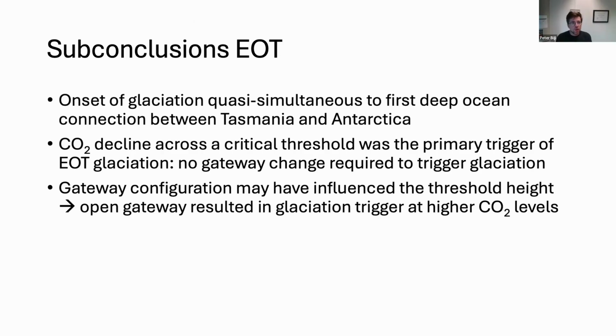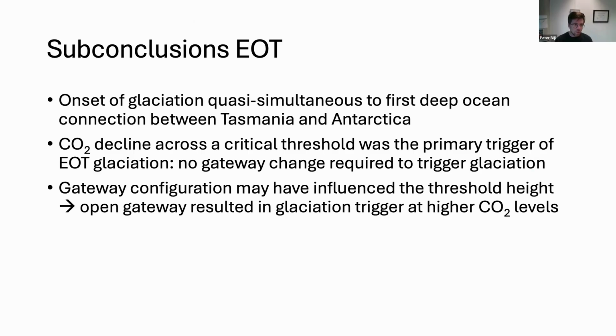So to conclude this EOT part, we see an onset of Antarctic glaciation, which is simultaneous to the first deep ocean connection between Tasmania and Antarctica. And we see that CO2 decline across a critical threshold is seen as the primary trigger of EOT glaciation. And the modeling suggests that there's no gateway change required to trigger this glaciation.